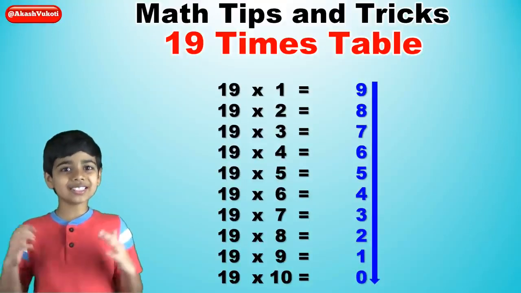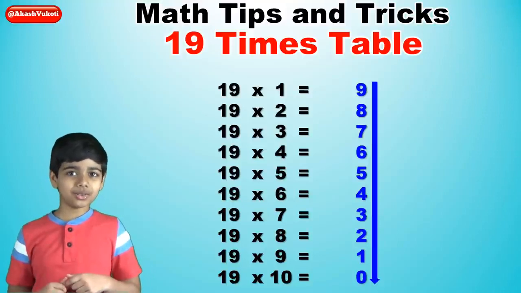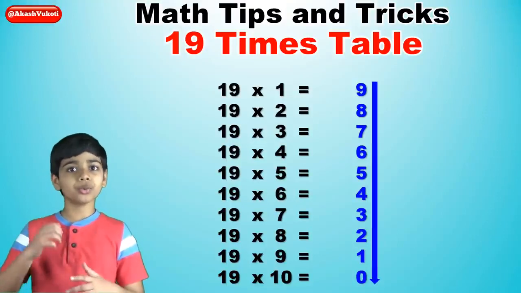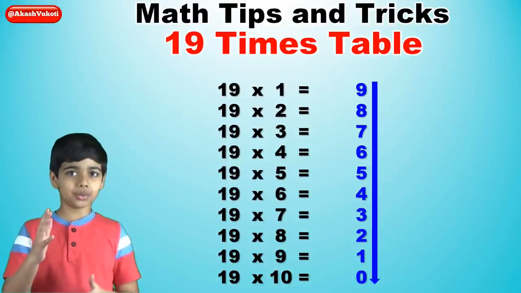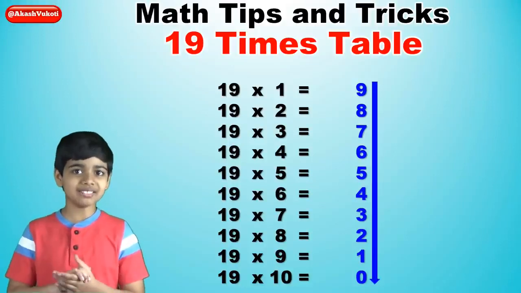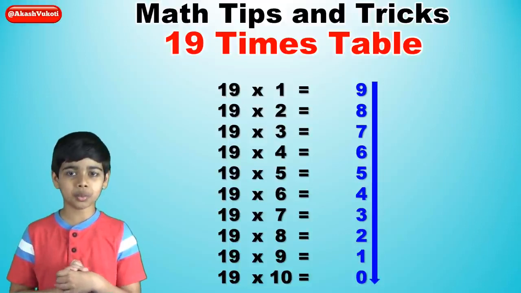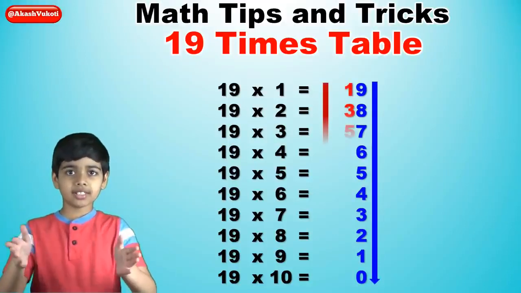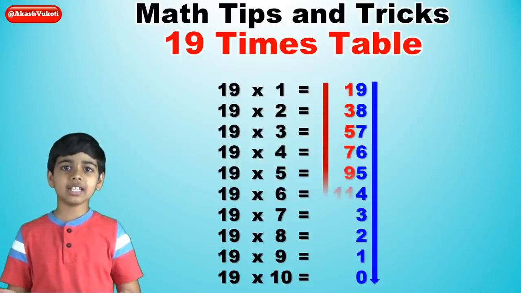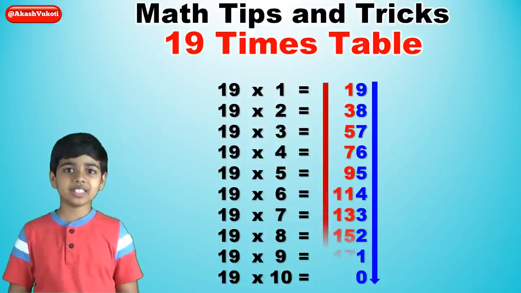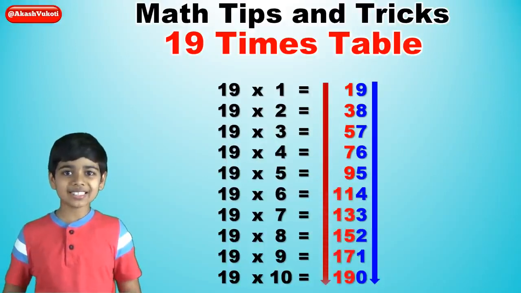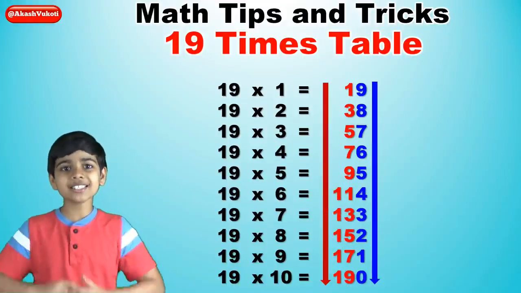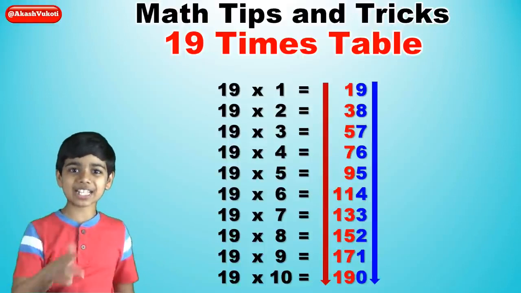Now, for the tens digits, all we have to do is just write all the odd numbers from 1 through 19. In ascending order, of course. So that means 1, 3, 5, 7, 9, 11, 13, 15, 17, and 19. And now, if you take a look, you have, surprise, surprise, the 19 times table.